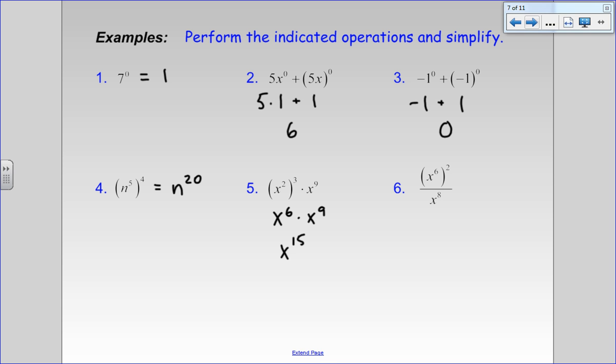And finally, in problem 6, in the numerator, we would apply the power rule to obtain x to the 12th. And then since we're dividing by x to the 8th, we use the quotient rule to subtract the exponents and obtain the answer x to the 4th.